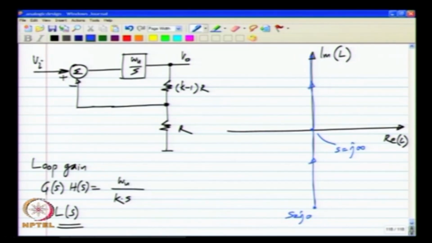This corresponds to both plus and minus infinity, and the lower part is for positive omega and this is for negative omega, and actually this point and this point are the same, that corresponds to s equals j 0. So, you can complete the contour in a semicircle of infinite radius. And you have the point minus 1, 0 here, and it is absolutely clear that our blue curve, our Nyquist plot, is not encircling this point at all.